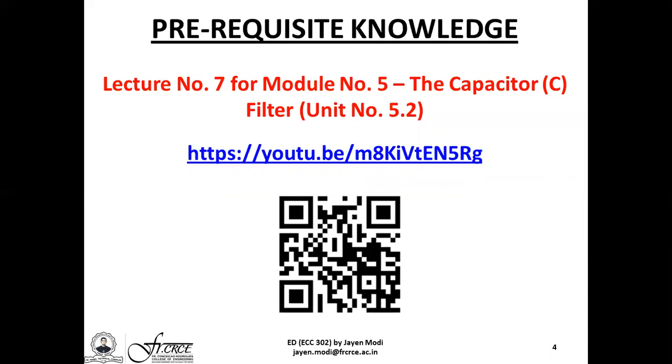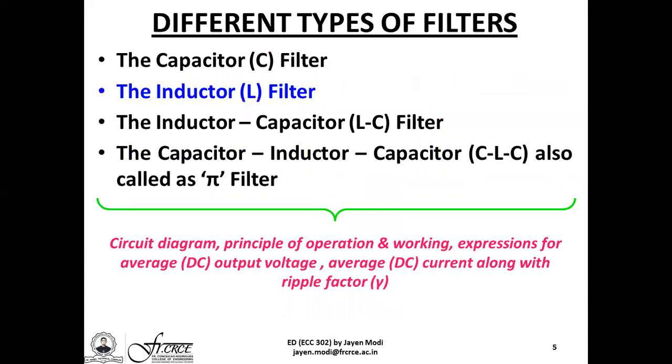Starting off, as per the syllabus, as you are all aware by now, we have 4 different filters: the capacitor filter, the inductor filter, the inductor capacitor filter, and the capacitor inductor capacitor filter, also called the pi filter. We shall be studying all these filter circuits by observing the circuit diagram, the principle of operation, their working, expressions for the average DC output voltage, expressions for the average DC output current along with their ripple factor gamma. So starting off with the inductor or the L filter.